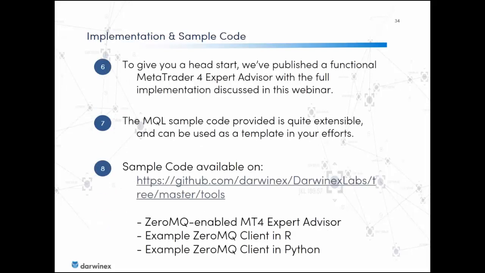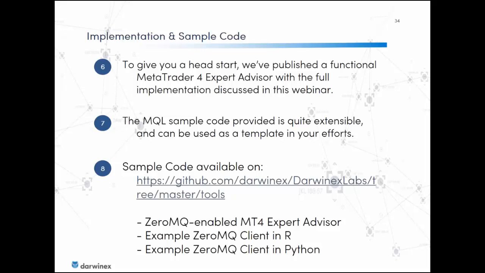To give you a head start, we've published a functional expert advisor with the full implementation that's been discussed in this webinar today, all the way from message router, parser, to interpreter and executor. The MQL sample code provided is quite extensible, as I've been mentioning throughout the webinar, and can be used as a template in your efforts. Again, it helps you understand the structure of the code. If you feel you need to rewrite the thing, that's absolutely fine. The idea is to demonstrate how to implement the ZeroMQ interface in MetaTrader 4 as well as in your own programming languages if they are supported by ZeroMQ, which more than likely they are.